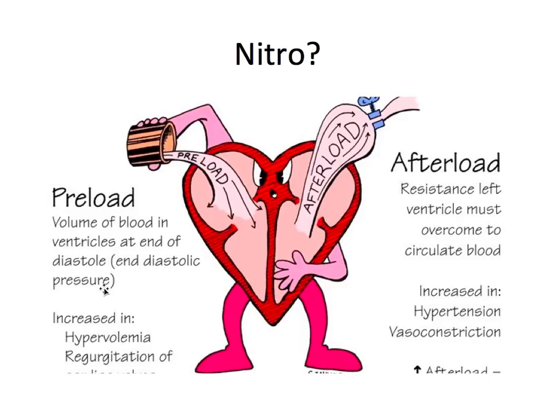And why is it an inferior MI as well? Because most of the time when you have an inferior MI, it includes the posterior part of the heart as well. That's why they say no nitro with posterior or inferior MIs. Let's go to another one.